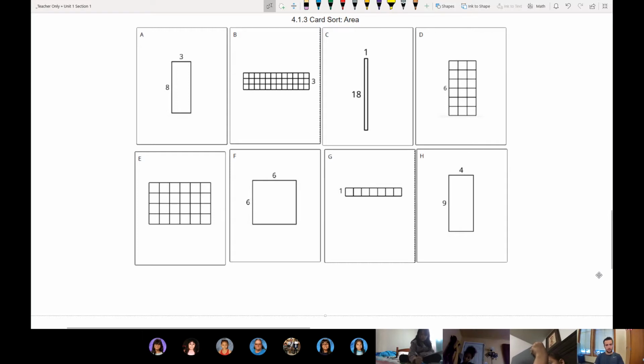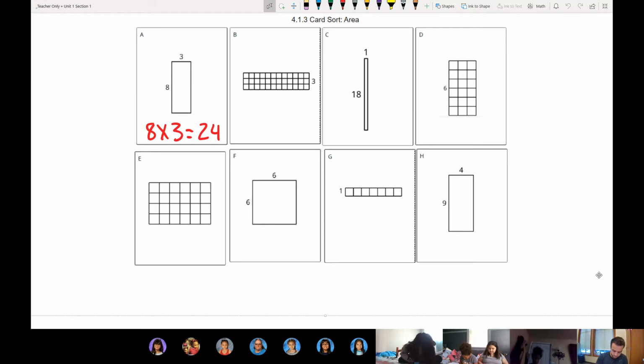All right, let's go ahead and get this up on the board. Looking at the first card, can someone share with me the area and how they solved it? Malia. For A, I did 8 times 3 equals 24. All right, very good. Malia, do you want to give me maybe B and C as well?